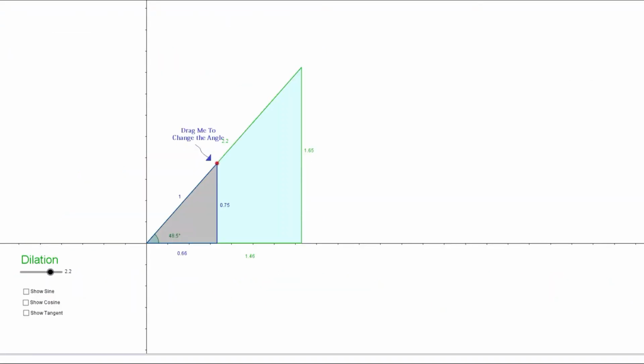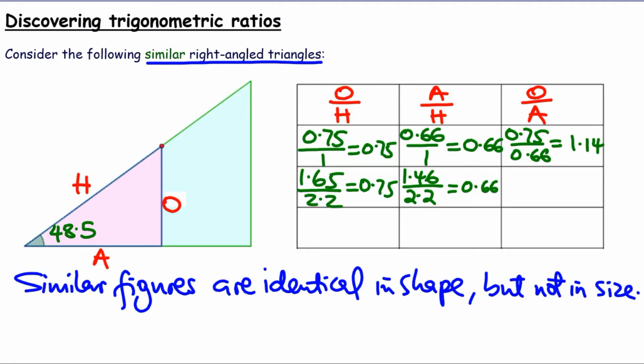Next, we have opposite over adjacent. So 1.65 divided by 1.46. And that will give us, again, I have to plug it in the calculator.